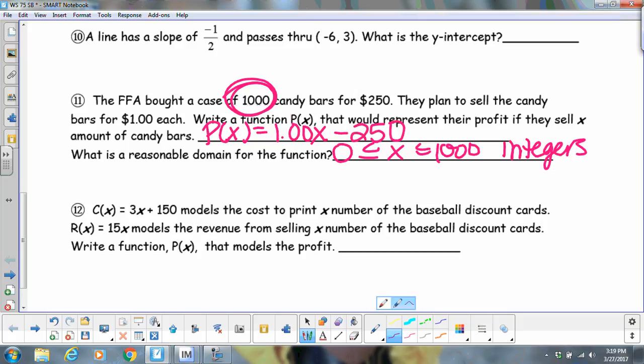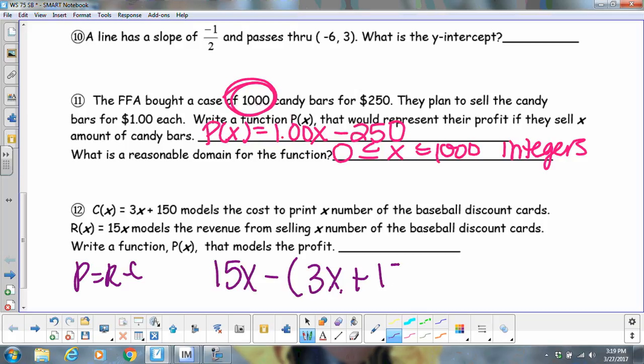Okay, and then down here for problem number 12, we're going to do the profit equals revenue minus cost. And I'll start that and I want you to finish it. Our revenue here is 15x and our cost is 3x plus 150. So remember to distribute that out and then put your final answer up here.